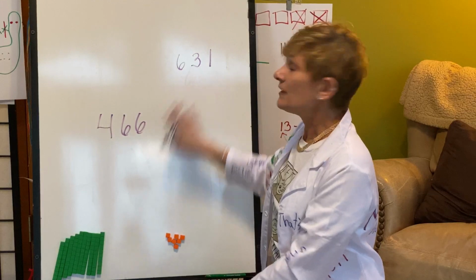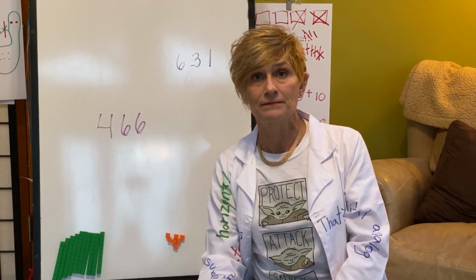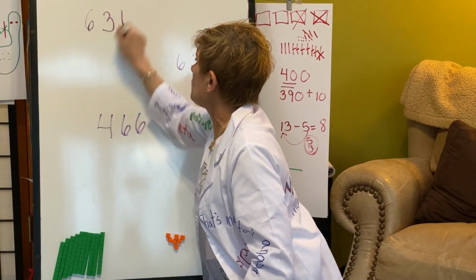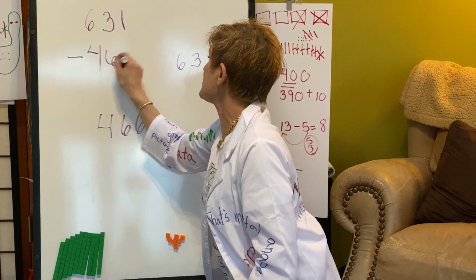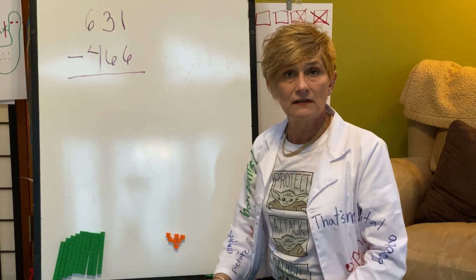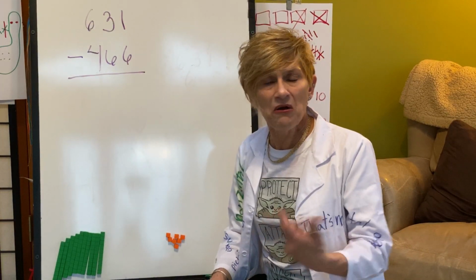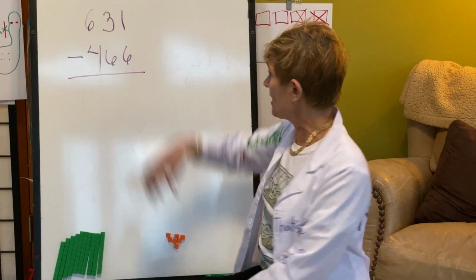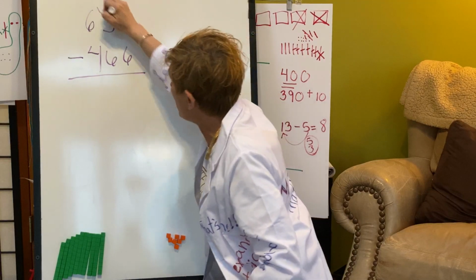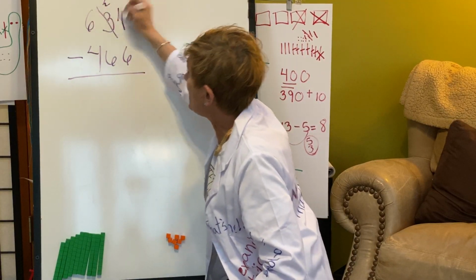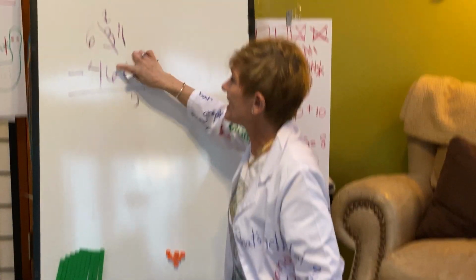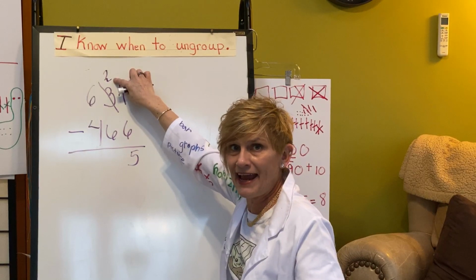Which number is going to have to be subtracted from? Always the greater number. So I could go 631, take away 466, and I can now create my own problem. I could do this on my own at home and then have a friend check it for me. Here we go. 6. Can I get 6 out of there? I'm so glad you guys are ahead of me. Nope, I've got to ungroup a 10, bring a 10 over. Now I have 5, 2 10s. Can I get 6 out of there? No, I can't. I only got 2.